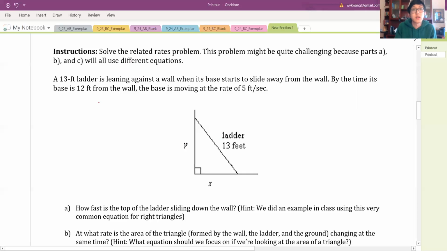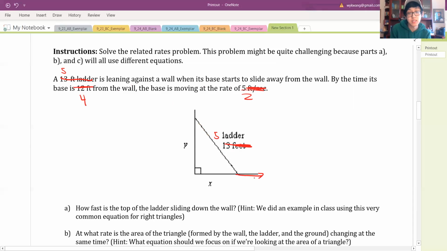So let's start off with, okay, I'm going to change this to not a 13-foot ladder, a 5-foot ladder. So a 5-foot ladder is leaning against a wall when its base starts to slide away from the wall. By the time its base is, let's say, 4 feet, the base is moving at a rate of, let's say, 2 feet per second. Okay, so for me, I'm going to draw out what this means. So a 5-foot ladder is leaning against a wall. Okay, that's pretty obvious what that means. This ladder right here is 5 feet. When its base starts to slide away from the wall, so this is going away from the wall, right?